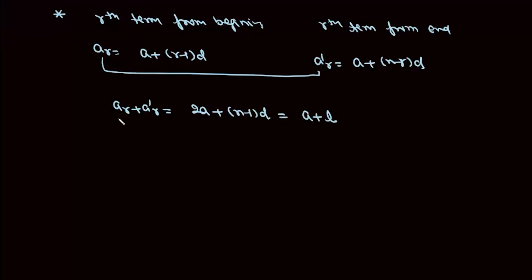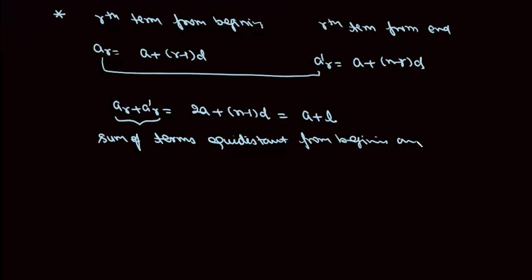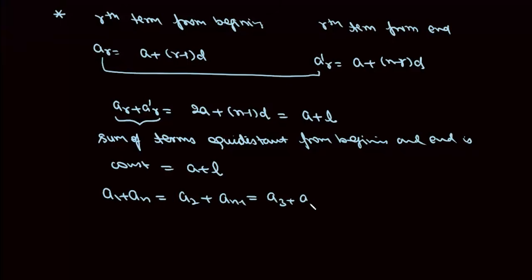So that means the sum of terms equidistant from the beginning and end is constant, and it is equal to a plus l. So a1 plus an will be equal to a2 plus an minus 1, will be equal to a3 plus an minus 2, and this symmetry is used while solving problems.